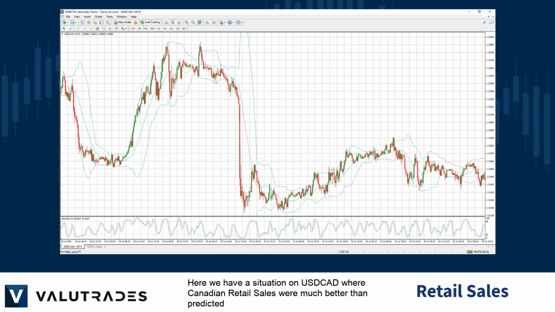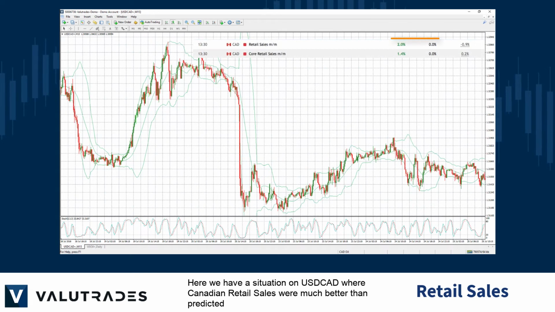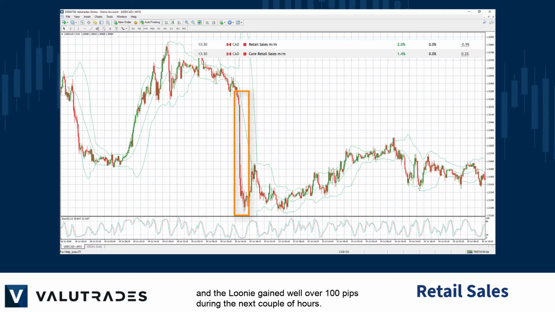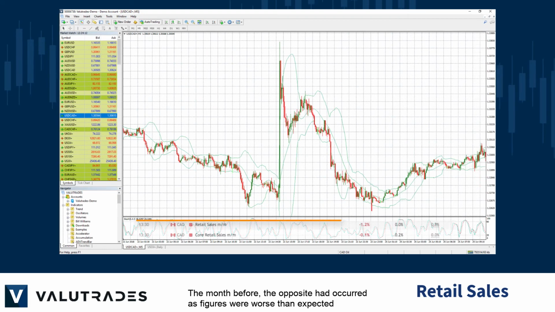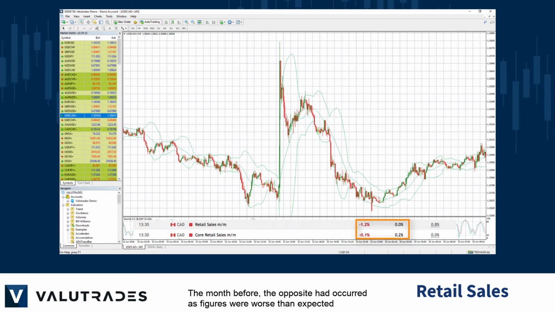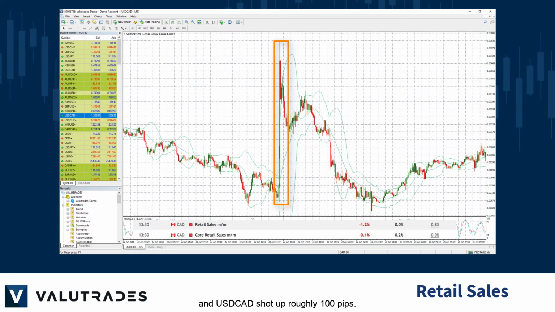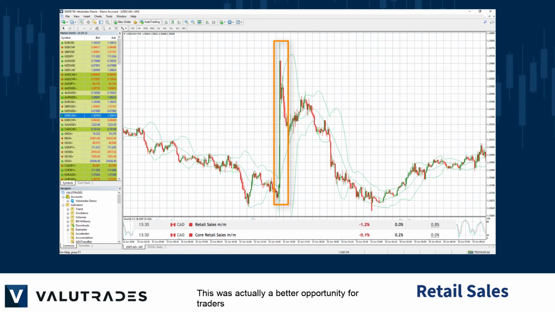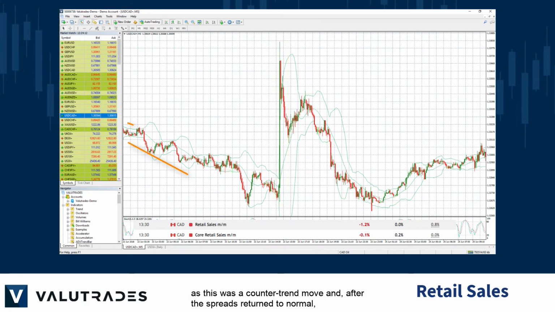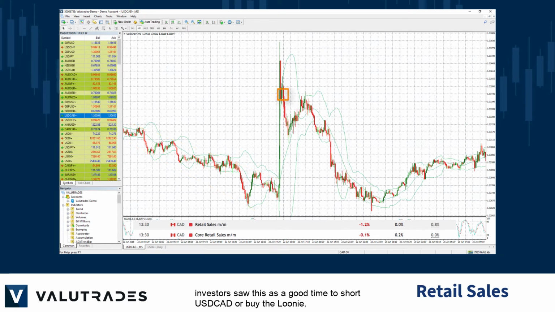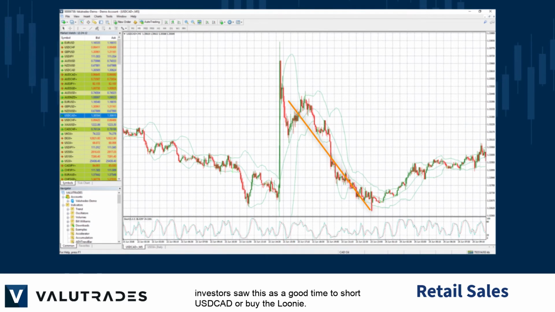Here we have a situation on dollar CAD where Canadian retail sales were much better than predicted, and the loonie gained well over 100 pips during the next couple of hours. The month before, the opposite had occurred and figures were worse than expected, and dollar CAD shot up roughly 100 pips. This was actually a better opportunity for traders, as this was a counter-trend move, and after the spreads returned to normal, investors saw this as a good time to short dollar CAD or buy the loonie.